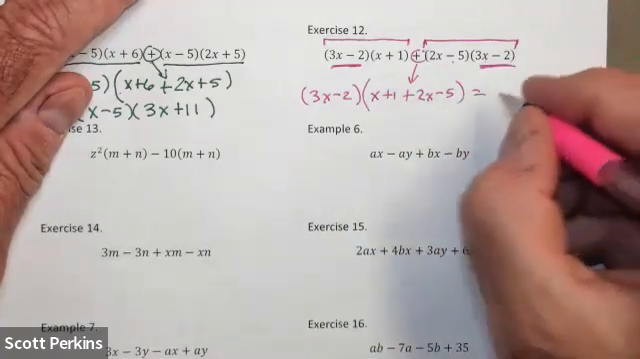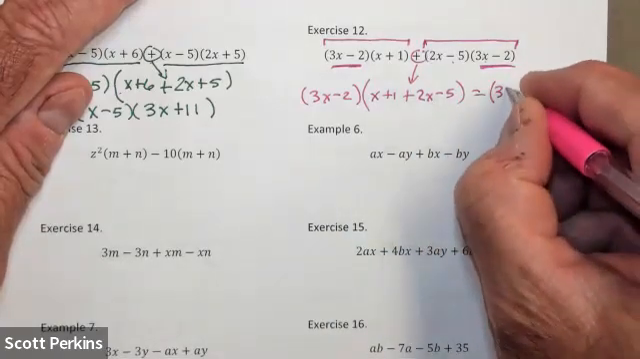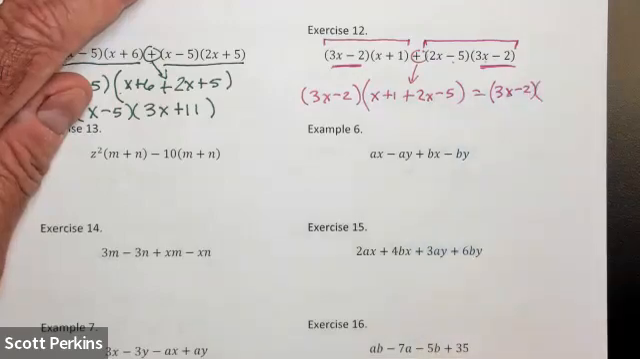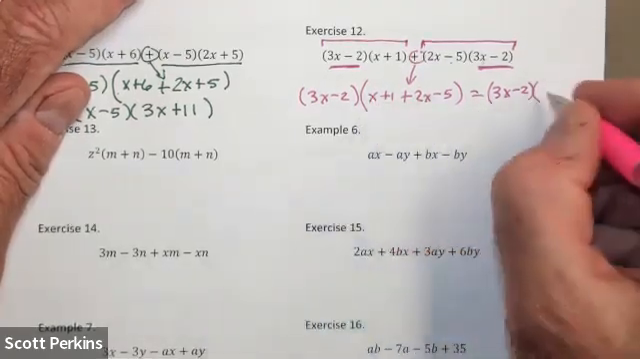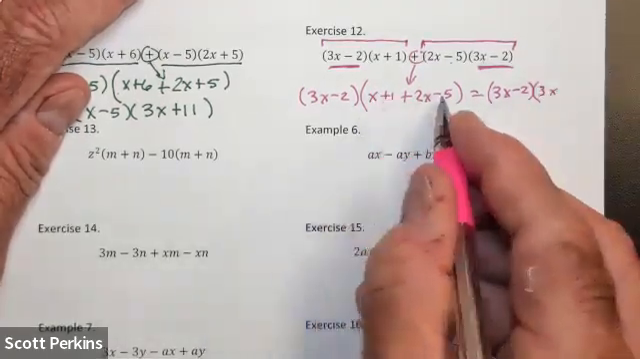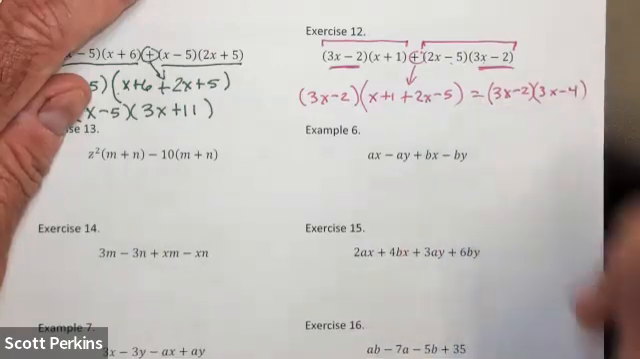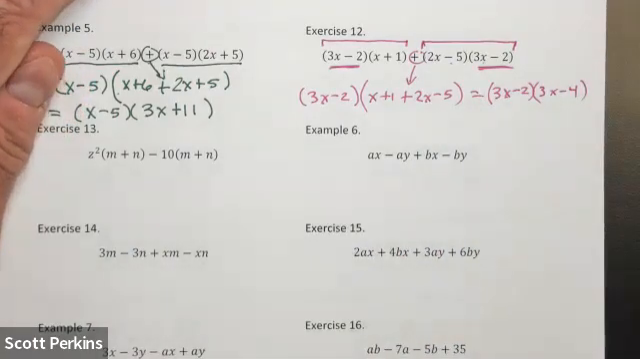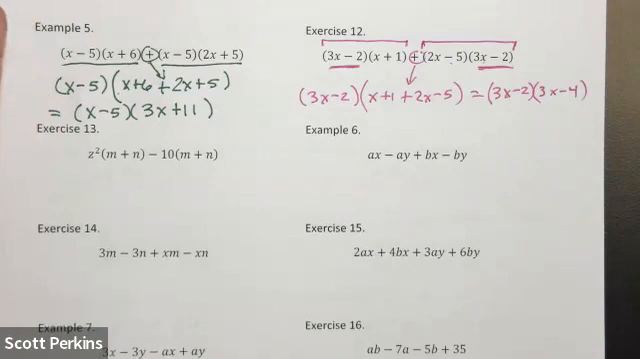And last step, I can clean up that second factor a little bit. And so we'll do that. x plus 2x is 3x. 1 minus 5 is negative 4. And there's my factored and cleaned up expression. So far, so good? All right, exercise 13.